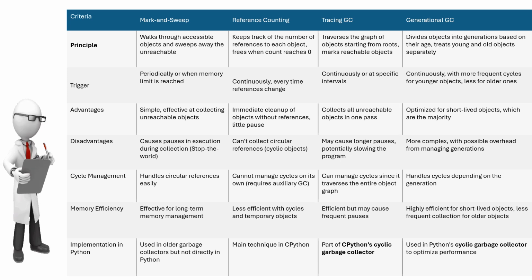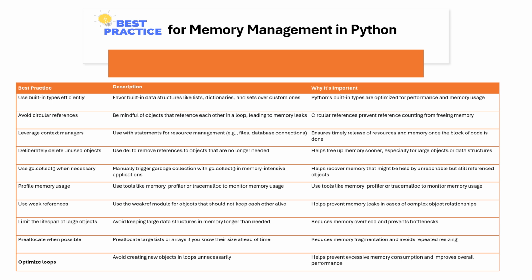Generational GC focuses on optimizing for short-lived objects while reducing the need for frequent full memory scans. In Python, CPython combines reference counting for immediate management with generational GC for longer-lasting objects and cycles, balancing speed and thoroughness. Let's explore some best practices in Python that can help us write more efficient and memory-friendly code.